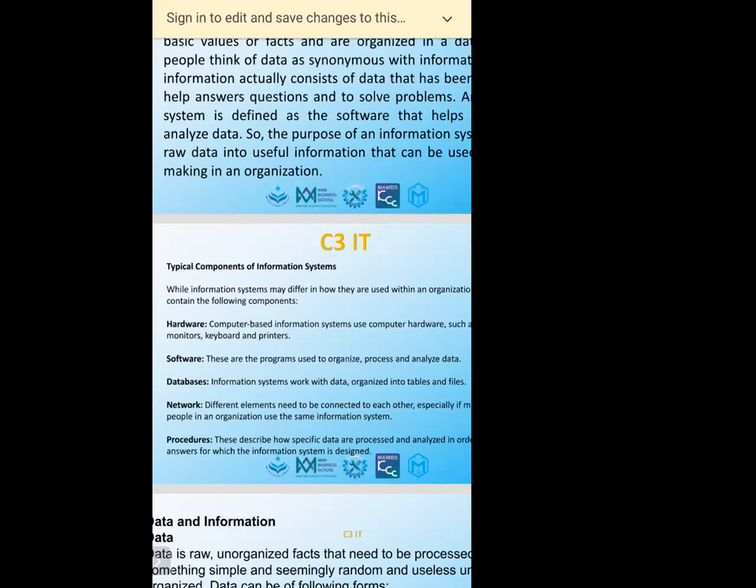The next is networking. So what does networking mean? Networking is the process of connecting more than one computer. Connecting more than one computer is called which one? Networking.